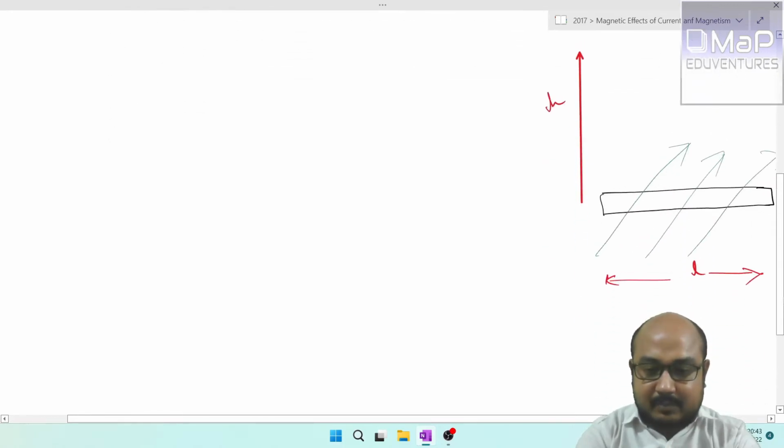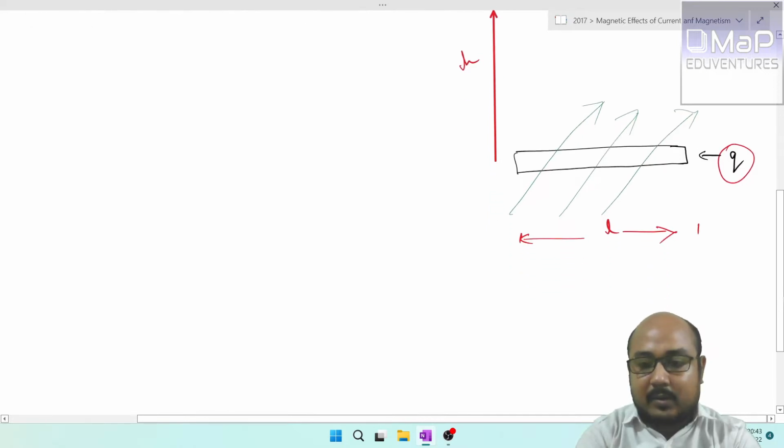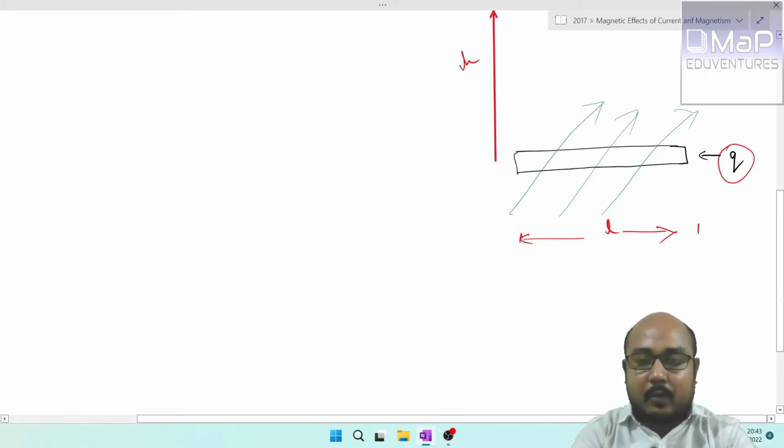Here I have made a small rough diagram. We have taken a rod. This rod has a length l, and it is placed in the east west direction. These green color arrows are the magnetic field lines in the north south direction, the earth's magnetic field lines. So as a charge q is passed through this rod, a momentary current will flow through the conductor.